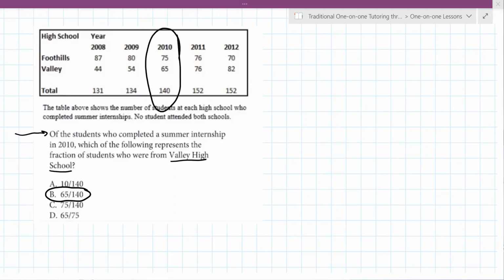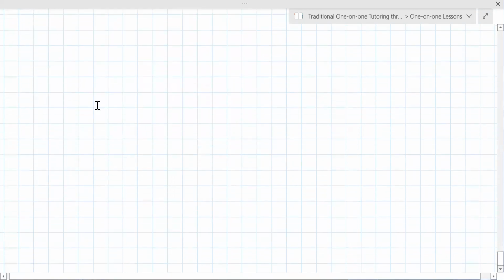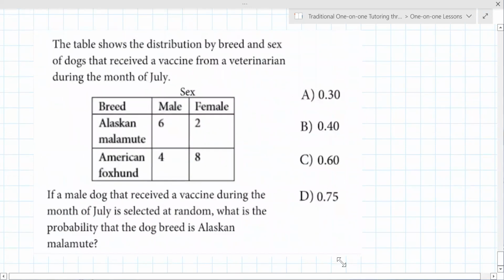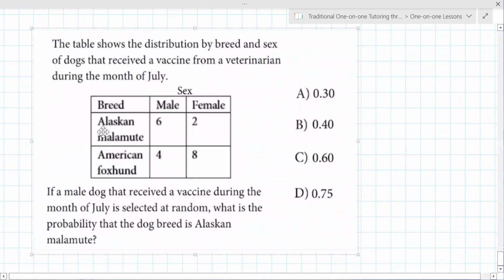All right, let's look at another problem here. I'll have you try this one on your own. I think sometimes they choose topics that are unclear, things you've never heard of, like an Alaskan Malamute. But you don't even want to think about that. You just want to be like, it's a table, there's data in it. I've got to figure out which numbers I'm using, things like that. So go ahead and take a look at it.